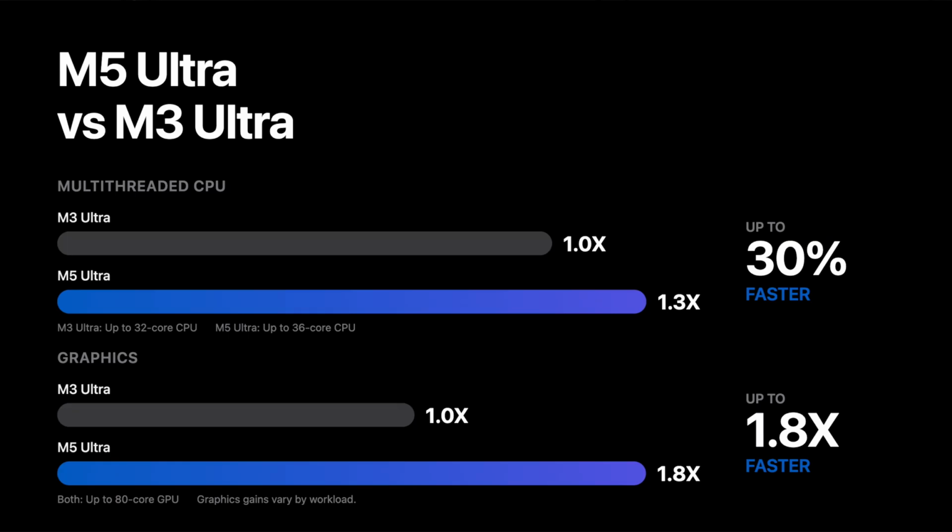And although both generations can have an 80-core GPU, M5 Ultra adds neural accelerators to every GPU core, alongside newer shader technology and third-generation ray tracing. So this isn't about simply adding more GPU cores. Apple has significantly changed what those cores can actually do.